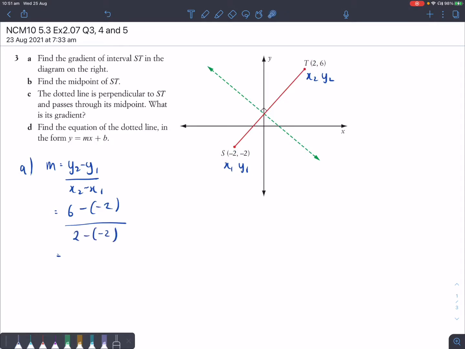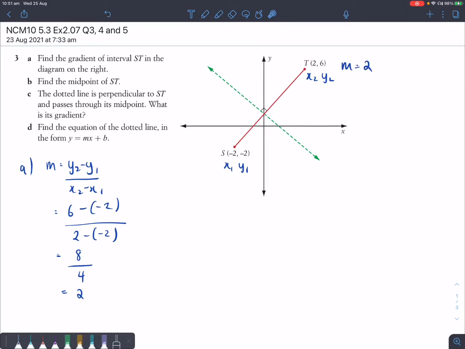Okay. So two negatives here become a positive, so 6 plus 2 gives you 8, whereas 2 plus 2 on the bottom gives you 4, and then 8 divided by 4 gives you 2. So your gradient of this particular line has a gradient of 2, all right?